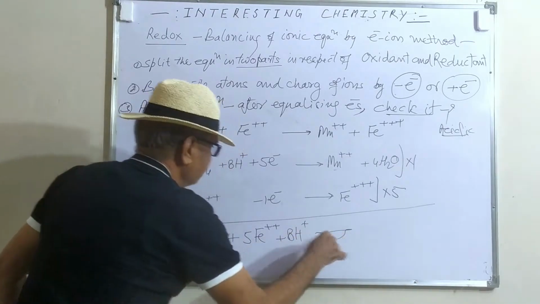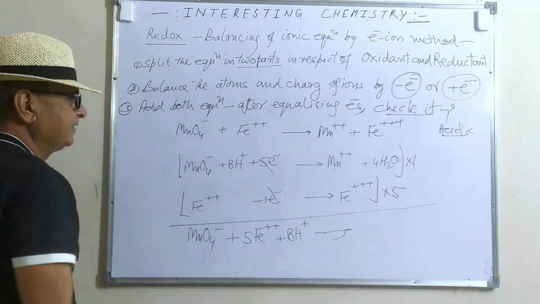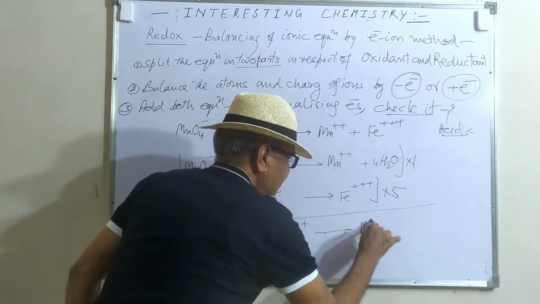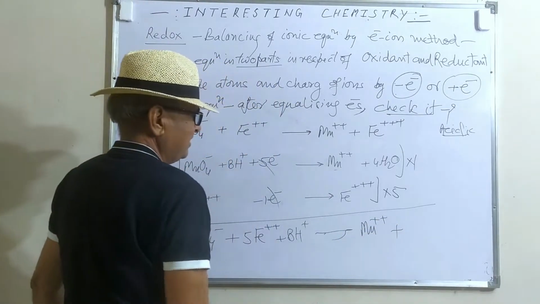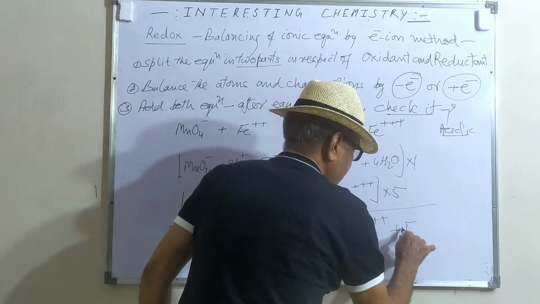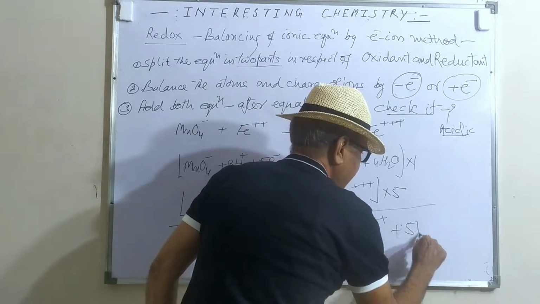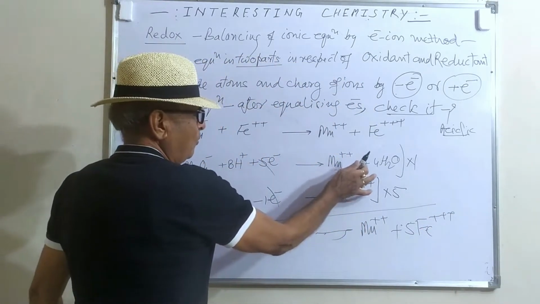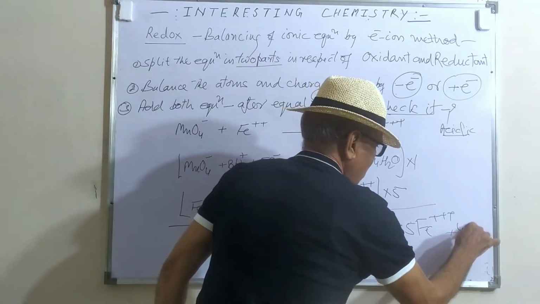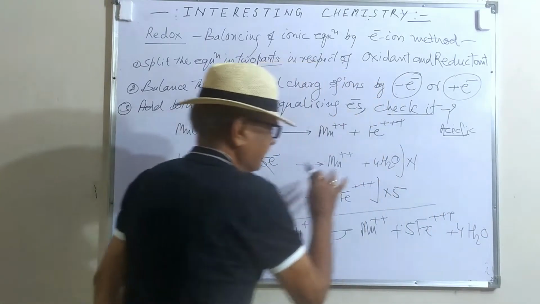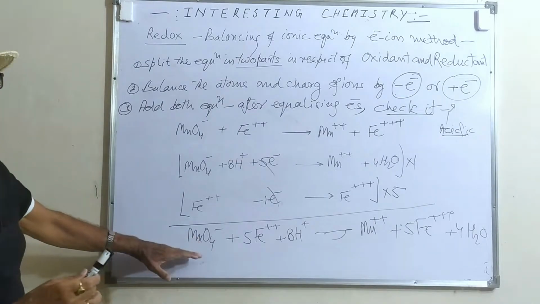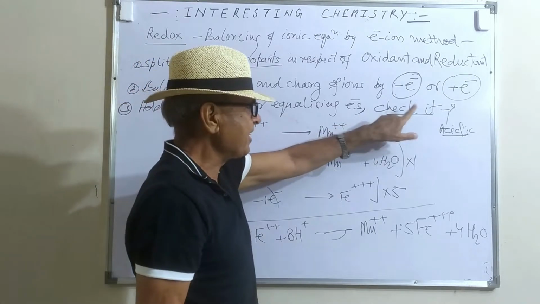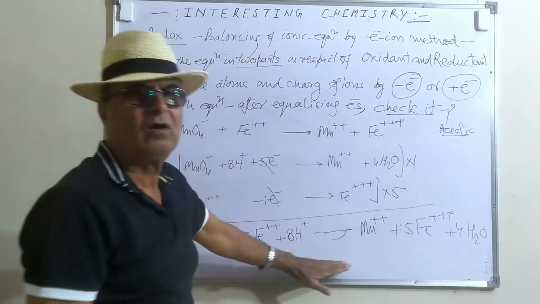8H positive. Now the electrons will cancel. Then again 1 Mn double positive plus 5 Fe triple positive, 5 Fe triple positive, and 4H2O multiplied by 1. Now, this is our final balanced equation, but at last I advise you to please check whether it is balanced or not.